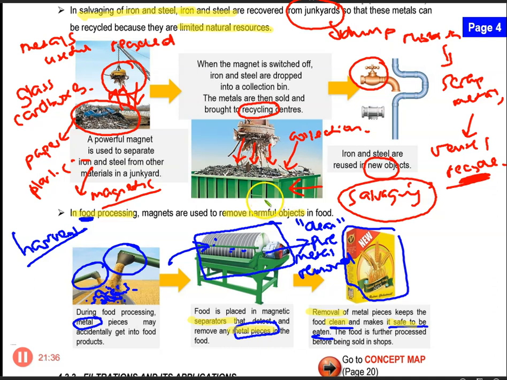Okay, so remember just now the two benefits of separating mixtures is so that we can get useful substances, right? Over here, you can see that we are trying to get the useful iron and steel. Over here, we are trying to remove all the metal pieces that have accidentally dropped into your harvesting of the grain because of all the machineries here.